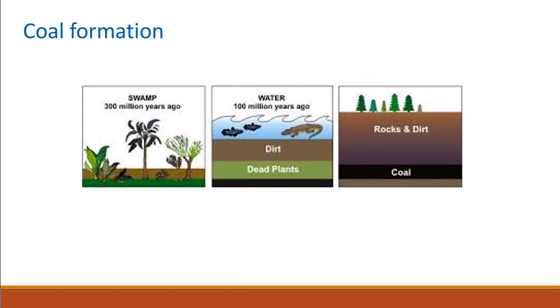Coal was formed differently because coal is formed from the plants in the swamps from 300 million years ago. The dead plants were then covered by dirt and by rocks, and they were subjected to high pressure and temperature, and then they formed the coal.